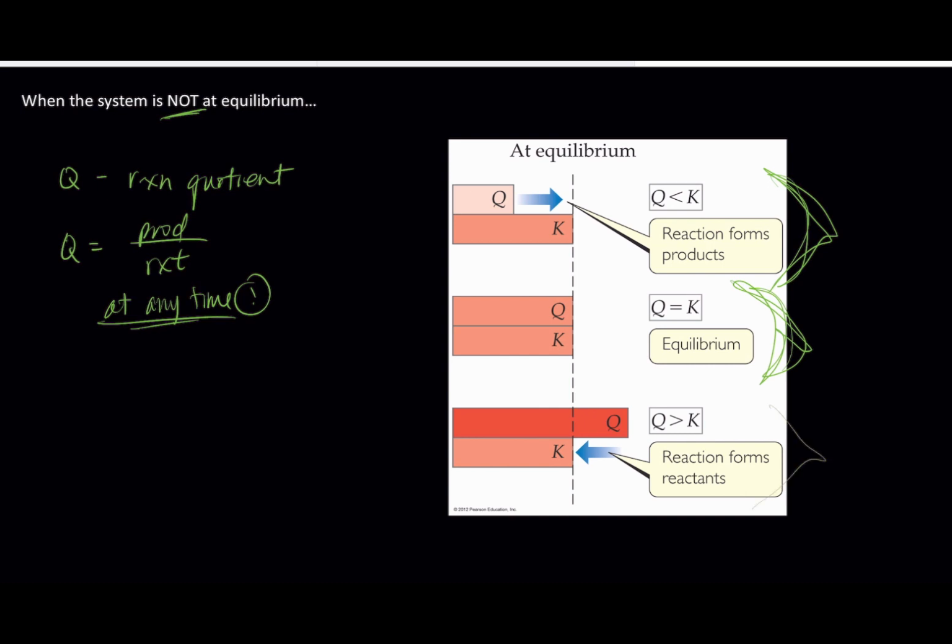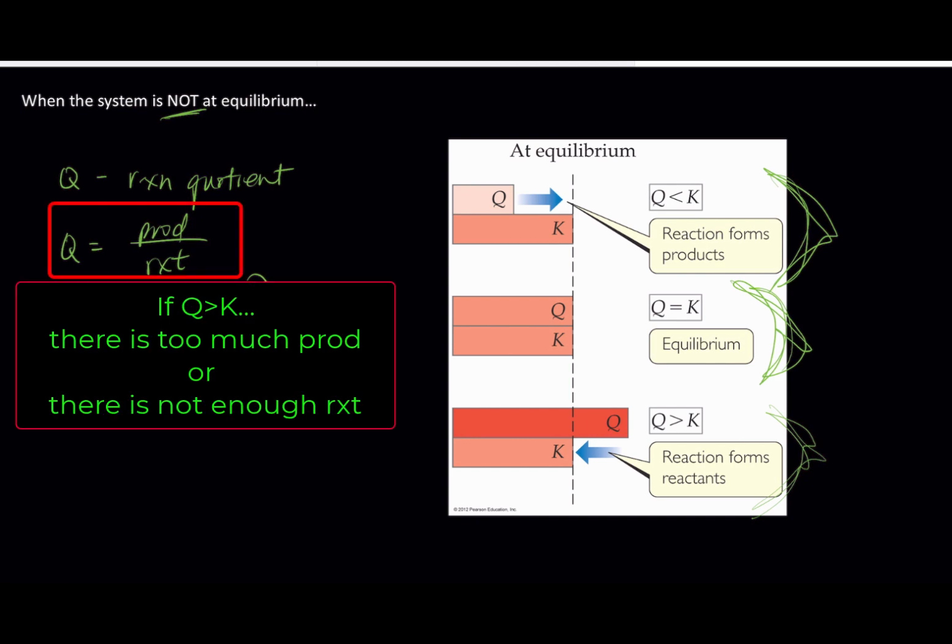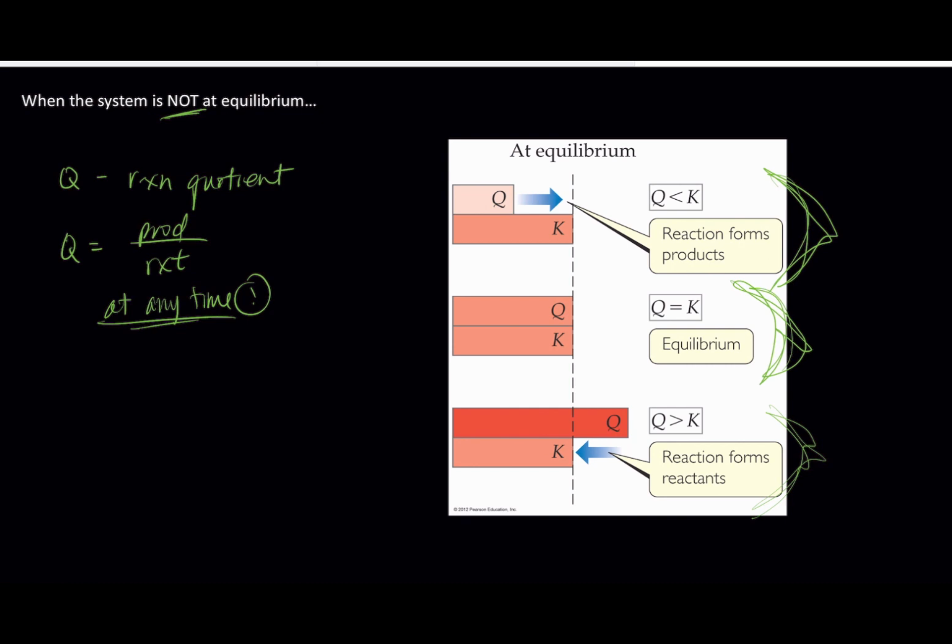If my Q is greater than K, perspectives include: there is too much product, there is not enough reactant, so the reaction will then go in the reverse direction to produce reactant and consume product so that Q eventually equals K. Yes? All right. This is important because it gives us a simple quantitative way to assess where a reaction is right now and where it is heading.